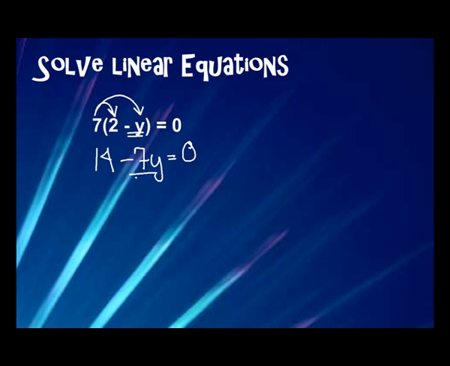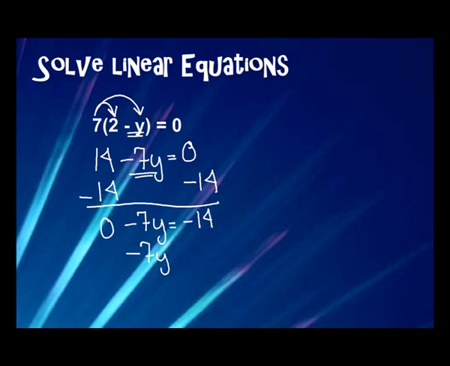So I want to get negative 7y by itself. So I look here. This is a positive 14. So I do the opposite of what I see. I'm going to subtract 14. But if I subtract 14 from one side of the equal sign, or one part of the equation, I need to do it to the other side. So I'm going to subtract 14 here too. So when I add down, I get 0 minus 7y equals negative 14. Well, 0 minus 7y is just negative 7y equals negative 14.